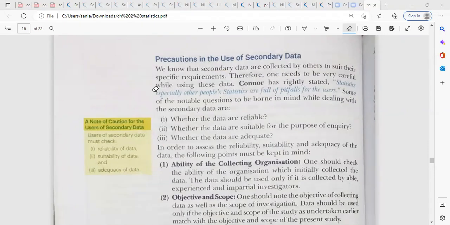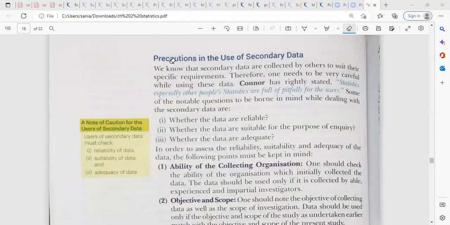See, precautions in the use of secondary data, right? Whenever you are using secondary data, if you are taking it from someone, you have to be very cautious. Maybe I am taking the data from Dina, and she has made some mistakes. If I copy and paste, then of course the mistake she made, I will also repeat it, right? So you have to take some precautions in the use of secondary data.